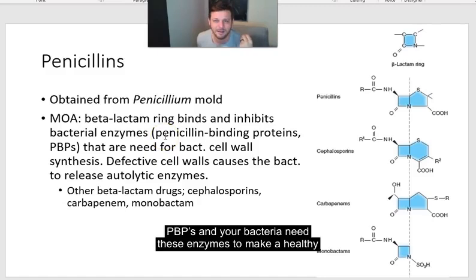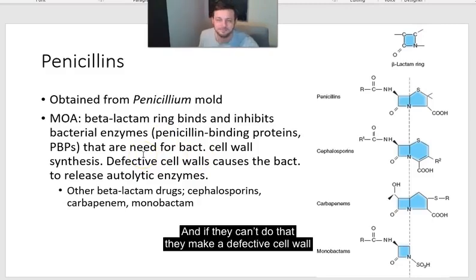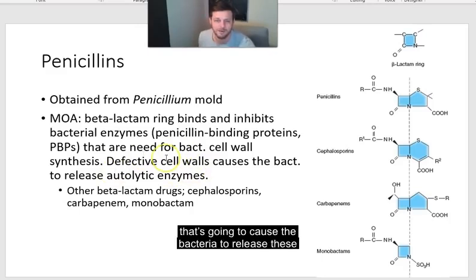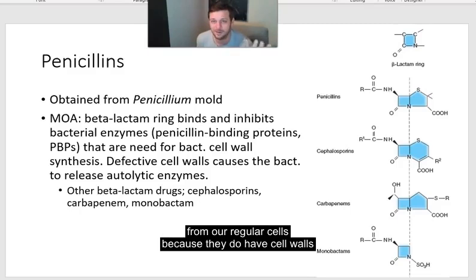And your bacteria need these enzymes to make a healthy cell wall, right? And if they can't do that, if they make a defective cell wall, it's going to cause the bacteria to release these autolytic enzymes, and so then it ends up killing itself. That's a good thing about bacteria, is they are different from our regular cells because they do have cell walls.